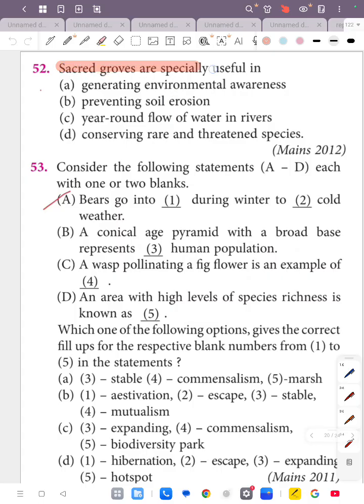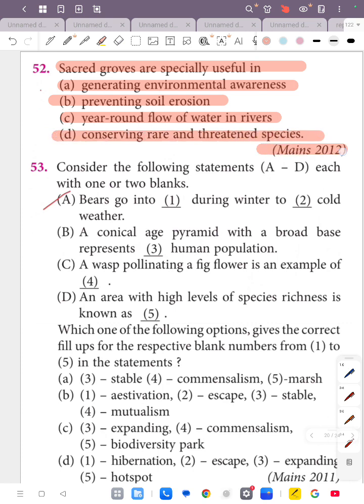Now, question number 52 is, sacred groves are specially useful in A, generating environmental awareness, B, preventing soil erosion, C, year-round flow of water in rivers, or D, conserving rare and threatened species. Now, this was asked in Mains 2012. Sacred groves are specially useful in generating environmental awareness, preventing soil erosion, year-round flow of water in rivers, or conserving rare and threatened species.